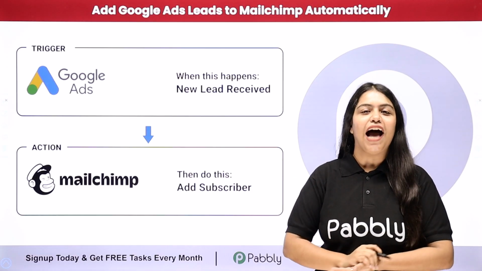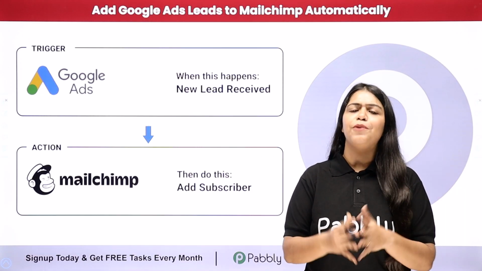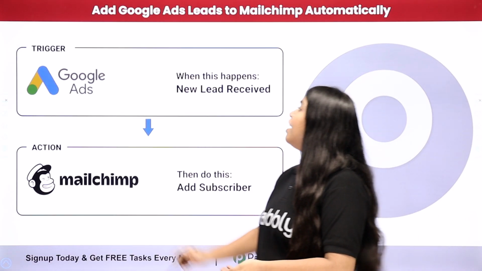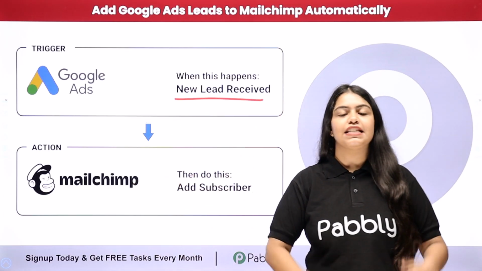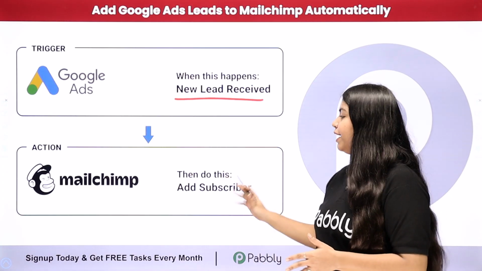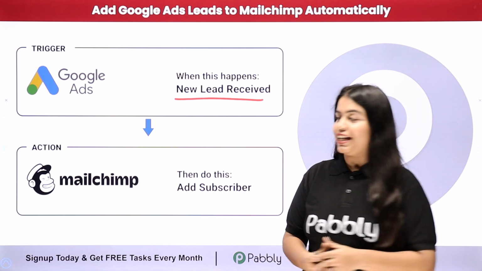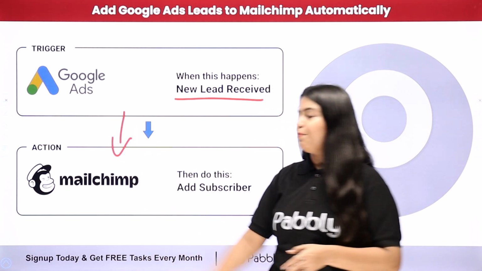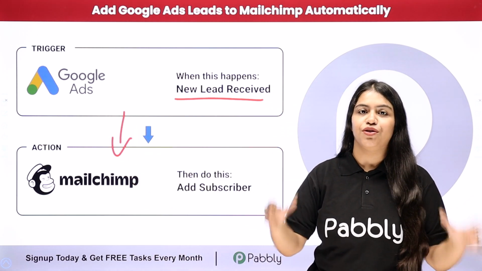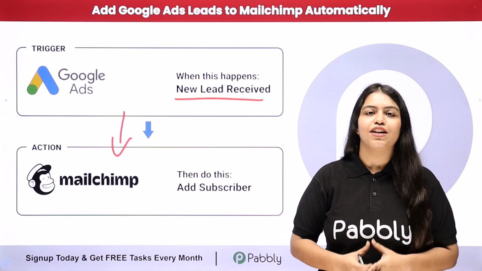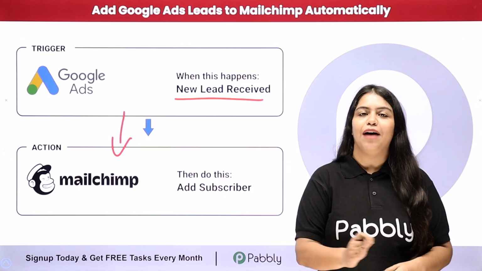So like you, I also use Google Ads to get more leads for my own business. And now what I want is that as soon as we receive a new lead from Google Ads, I want to create a new subscriber in Mailchimp using the same details. So to do this, we are going to create a connection between Google Ads and Mailchimp, and we are going to create this connection without knowing any programming or coding language using an amazing automation software which is Pabbly Connect.